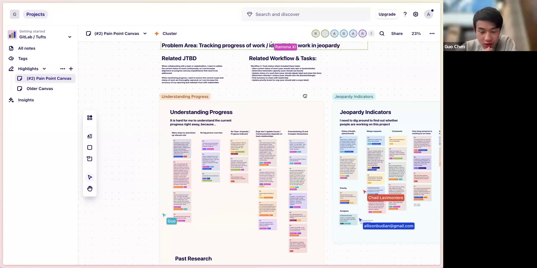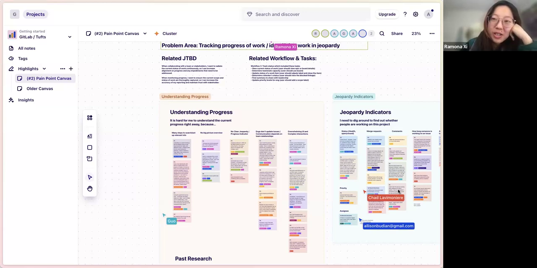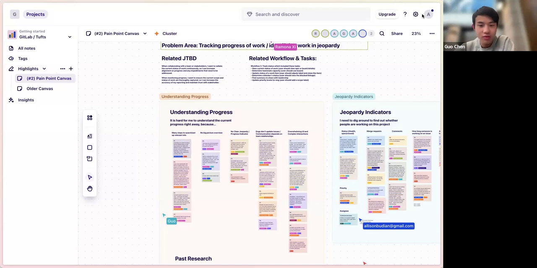Yeah, that makes sense. Initially I was thinking more of using Crazy Eights for ideating on different solutions as well. Should we do a blind vote again? Yeah, we can do that.